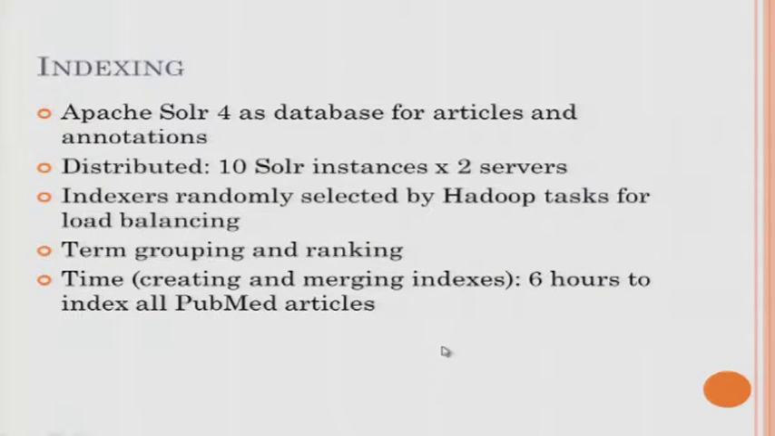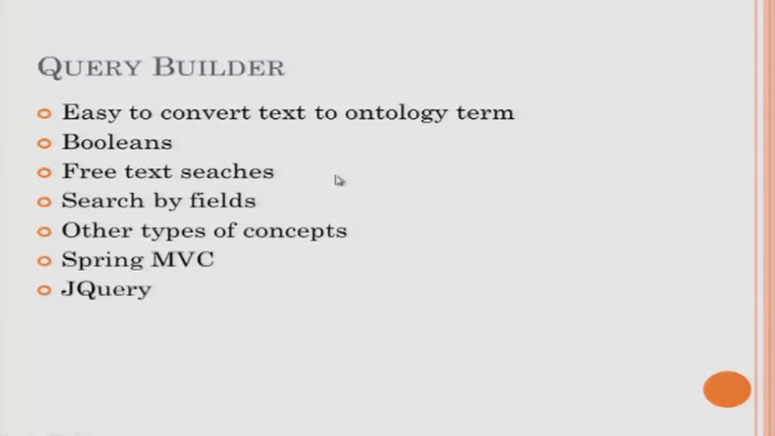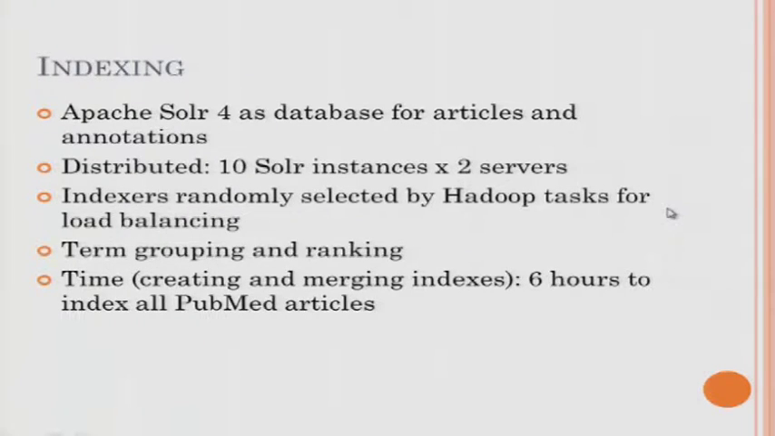So indexing, we have two servers to index all the articles. Solr 4 is used. Two servers each have 10 Solr instances running, and we read data from the HBase cluster. At the same time, the indexer will do grouping and ranking for annotations. For example, one article can have the same term mentioned several times, so this will be grouped, and the terms will be ranked based on frequency of mention. The whole time to index the articles takes only 6 hours. That's 23 million PubMed articles.